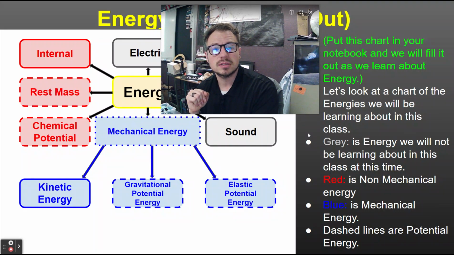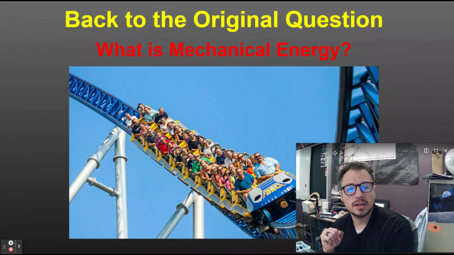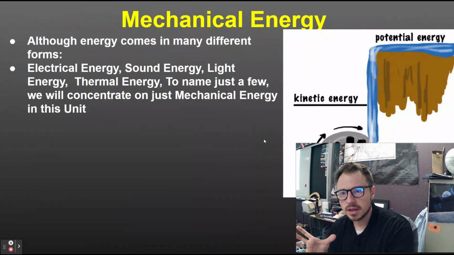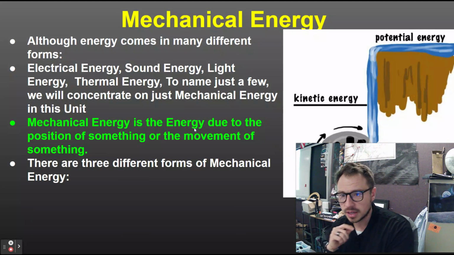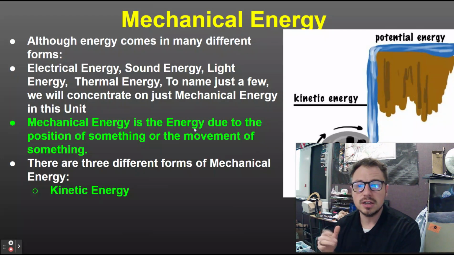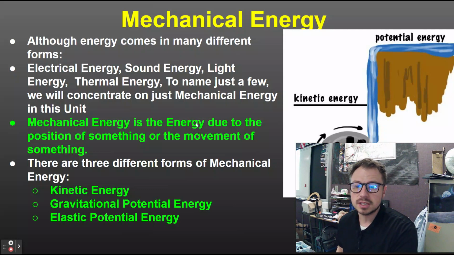So that brings us to mechanical energy. Well, what is mechanical energy? Mechanical energy is energy due to the position of something or the movement of something. There are three forms of mechanical energy: kinetic energy, gravitational potential energy, and elastic potential energy.